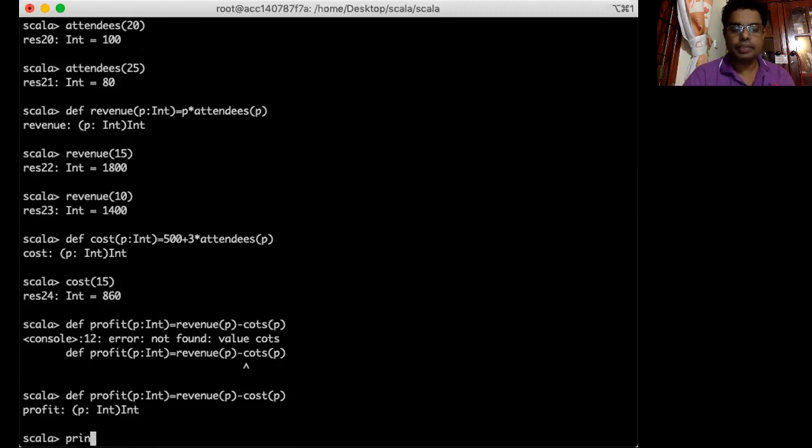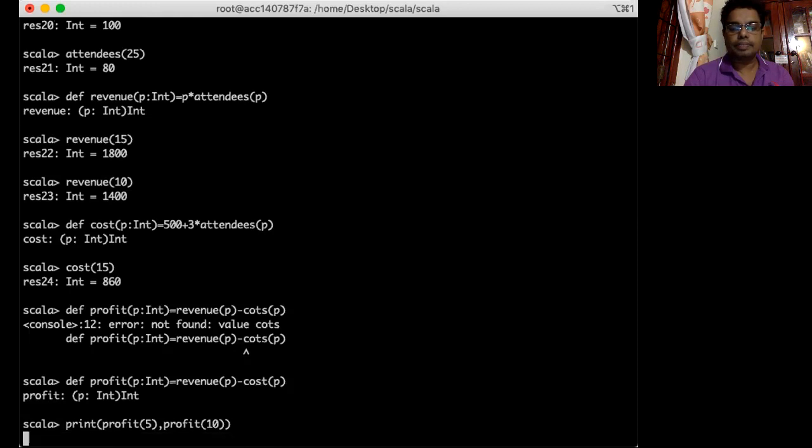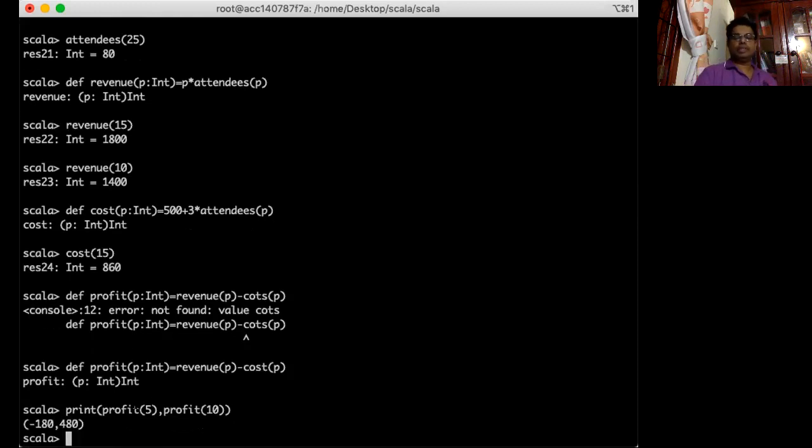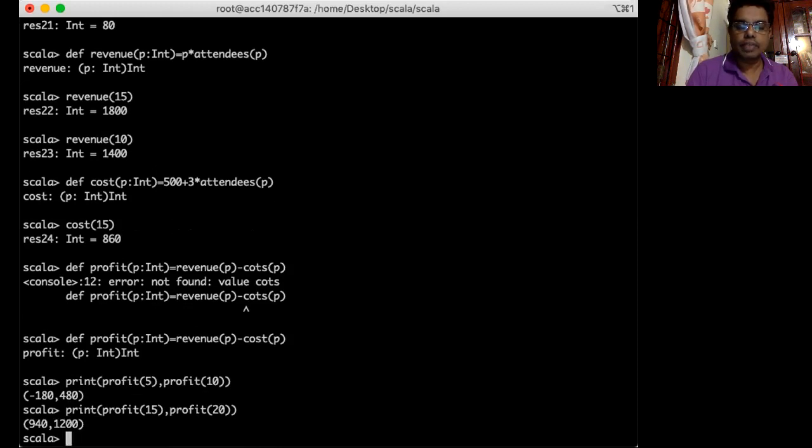Maybe at each price, so I print the profit at various ticket prices, starting from 5, then profit at 10, like that. Let's see. Actually, at ticket price 5 it is a negative value. At 10, I get 480 profit. So maybe I change the ticket price to 15 and 20. So I get 940 profit and 1200.